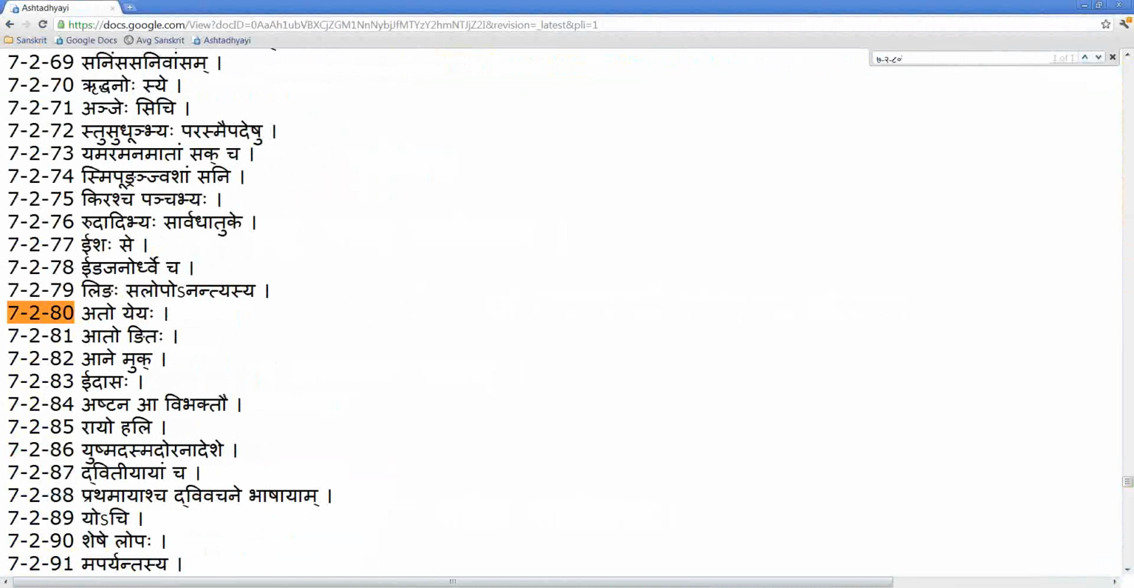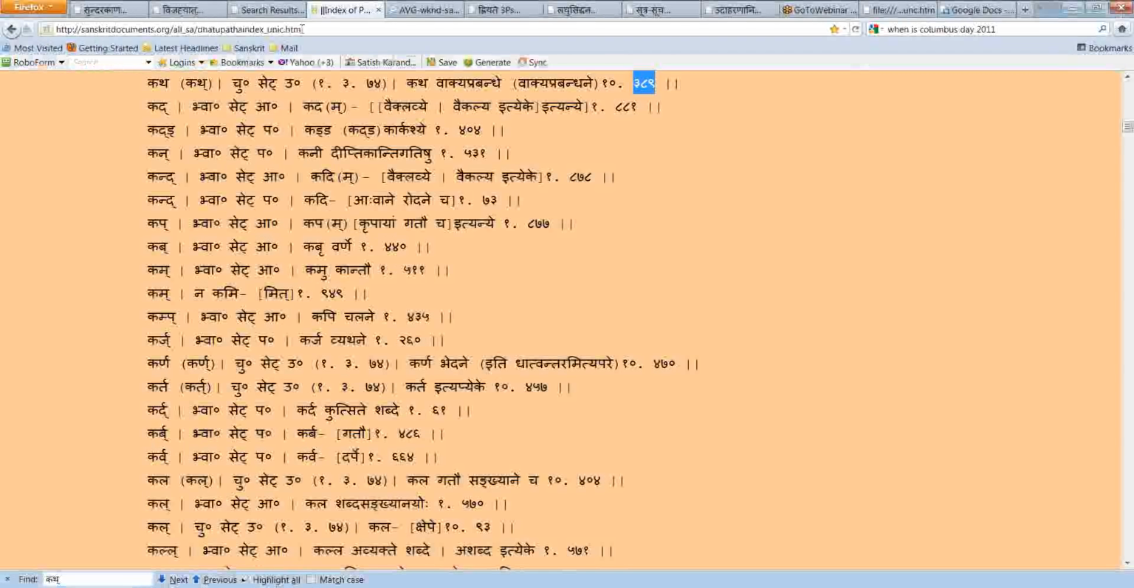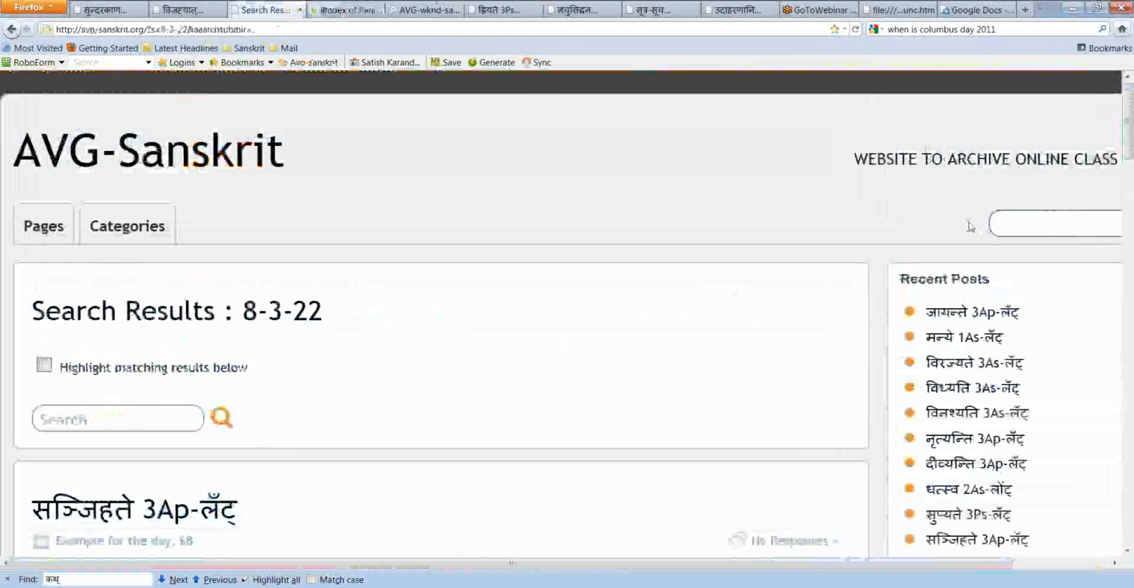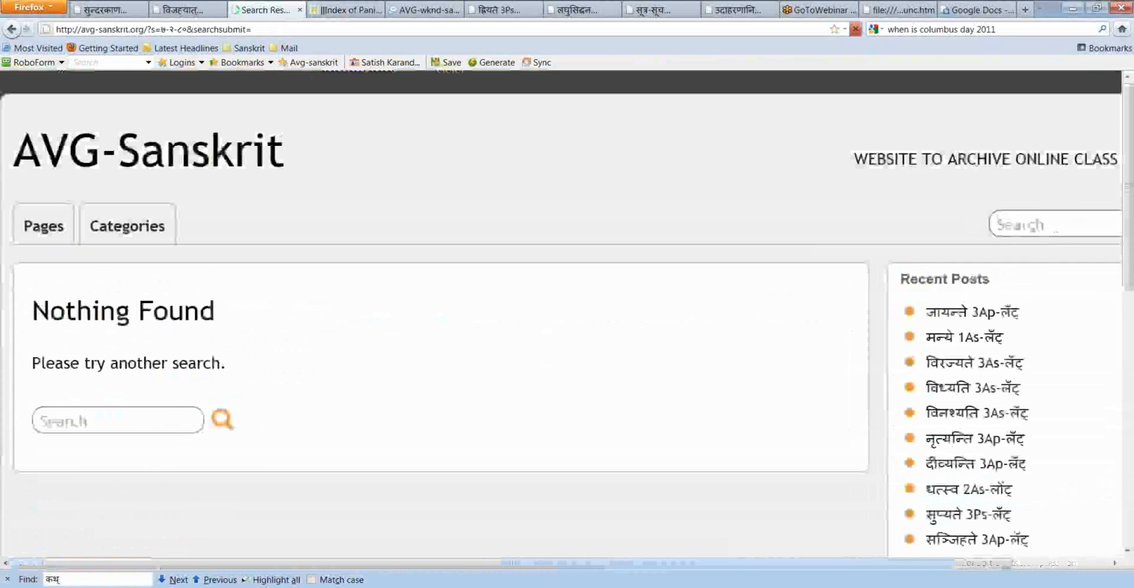So I'm not putting this in because it'll take us too much time to go through this again. If you want to practice any of these rules, just go to 7 to 80 here, you'll find some good examples. We have done this in the daily examples. I'm sorry, I put this in English on this website. So 7 to 80, ato ye yaha.